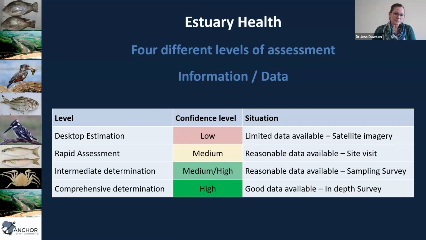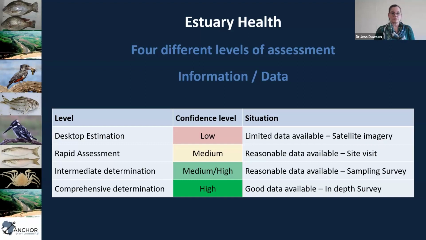If I do a rapid assessment, my confidence comes up a bit. I'm a bit more medium confidence level. This is because I have a little more data, and I usually include a site visit. But this is maybe a one-day site visit. So I go into the field, I can maybe do a bird survey, I can look at the mouth, I can look at the vegetation in the area, but I can't tell you much more about what's happening in the water. So an intermediate level, we're increasing our confidence, moving up to medium high.